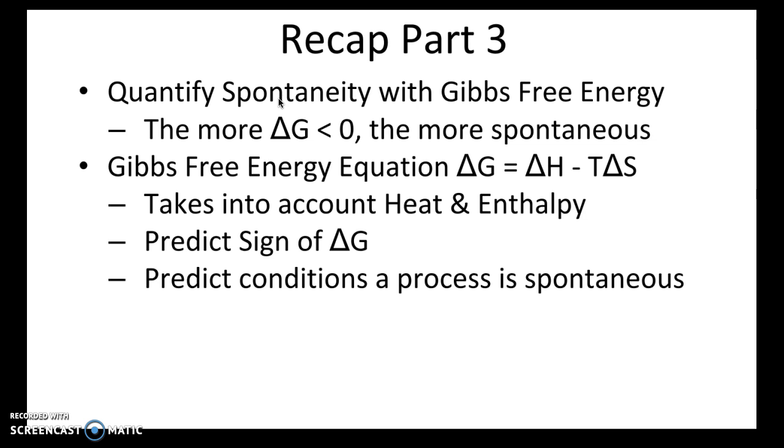The next thing we did was look at the Gibbs free energy equation, and we learned that it takes into account both the heat and the entropy, and so that's how we can use it to quantify spontaneity. We also predicted the sign of delta G: when delta H is negative and delta S is positive, they increase the spontaneity. So we know that delta G must be negative in order to be spontaneous. We also predicted conditions at which a process is spontaneous. So if delta H is positive and delta S is positive, for example, in order for it to be spontaneous, the temperature has to be high.